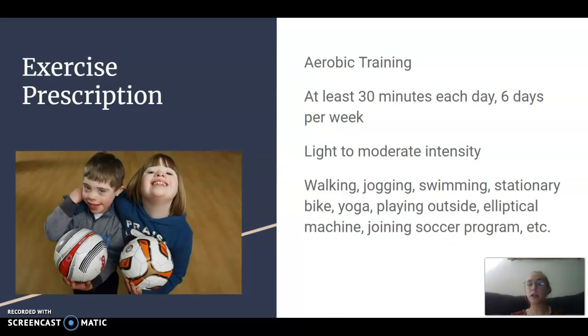So for aerobic training, it's recommended for at least 30 minutes each day, 6 days per week. Light to moderate intensity, improving or progressing as tolerated. So maybe start with walking and swimming and stationary bike, and then maybe moving on to jogging, joining a soccer team, just playing outside in general at least will help with that aerobic and cardiovascular health.